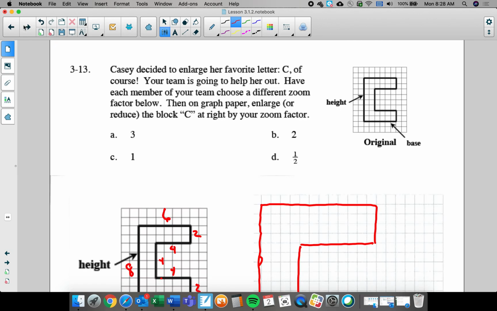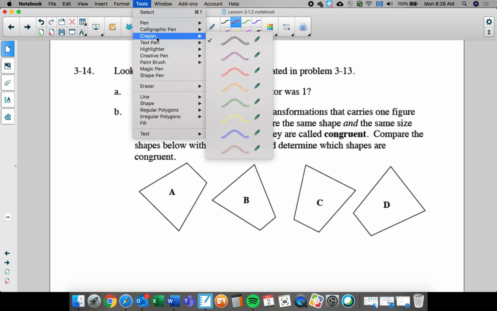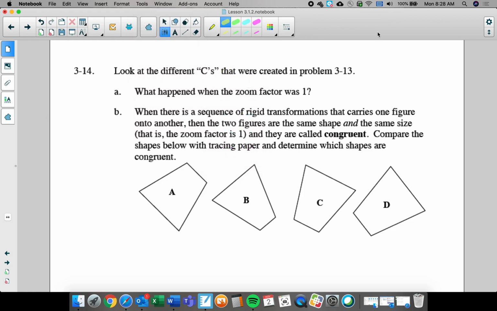Okay? So if we keep moving forward then, in problem 314 here, notice it says what happened when the zoom factor was 1. Well, what I want you to take a look at is they add in now, let me do another highlighter here, they add in the concept of congruent, okay?